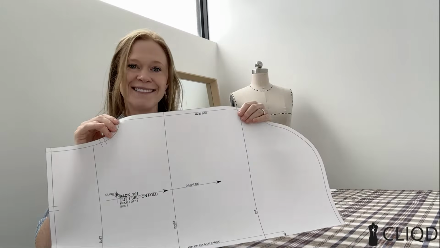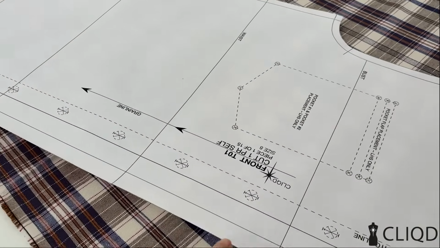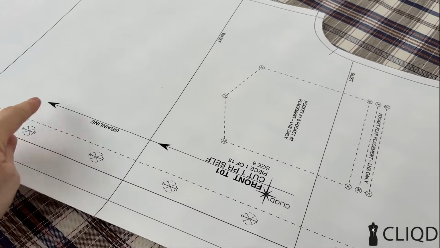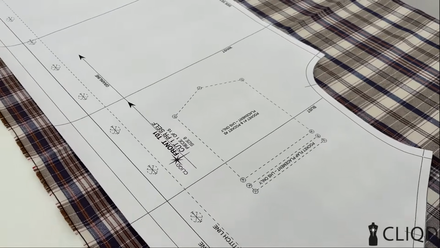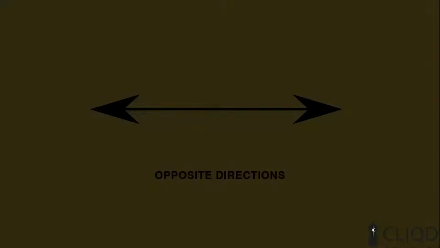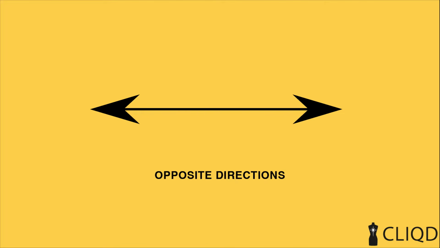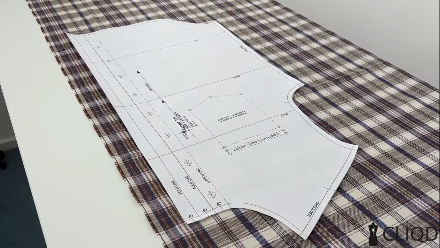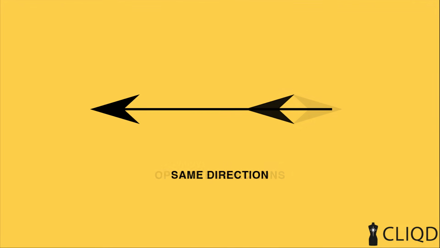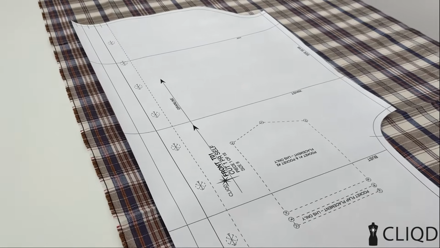Why does this matter? Grain lines. Grain lines aren't on your fabric, they're on your pattern. The grain line is a straight line with two arrows on it that marks the direction of the lengthwise grain. The grain line can have arrows going in opposite directions, which means you can place the pattern either way, or the arrows are pointing in the same direction, which means the pattern can only be placed going one direction.